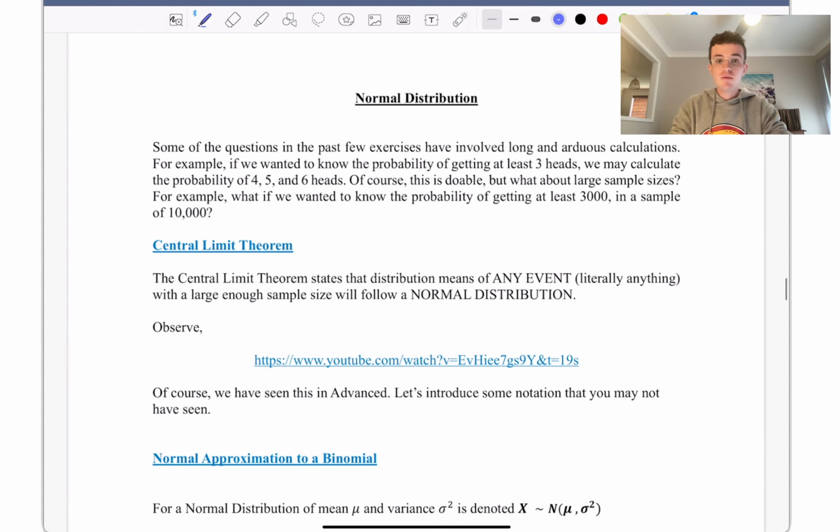Alright, today we're going to have a look at the normal distribution. Now, some of the questions in the past few exercises have involved long and arduous calculations. For example, if we wanted to know the probability of getting at least 3 heads, we may calculate the probability of 4 or 5 or 6 heads. Of course this is doable, but what about for large sample sizes? For example, what if we wanted to know the probability of getting at least 3,000 in a sample of 10,000?